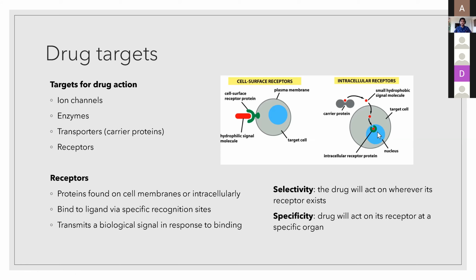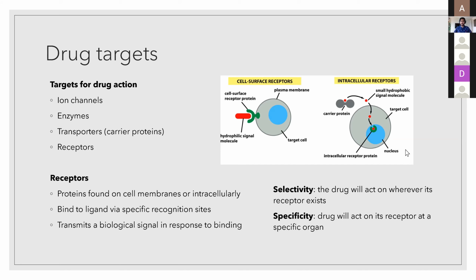And receptors are quite important. It's one of the most predominant things that we really need to take note of when it comes to administering medications. And that's why I want to look into it in a little bit more detail. So what receptors are, they're proteins either found on cell membranes or intracellularly. This diagram helps depict that. So we can have a receptor on the cell membrane, or we can have a receptor intracellularly. And essentially these receptors bind to ligands, which in this case are the drugs, via specific recognition sites. And upon binding to that ligand, that drug, it will transmit a biological signal to produce some sort of an effect.